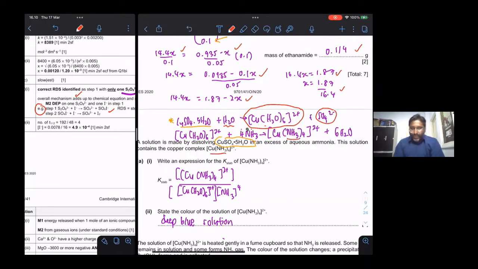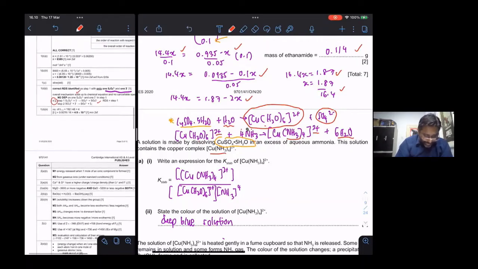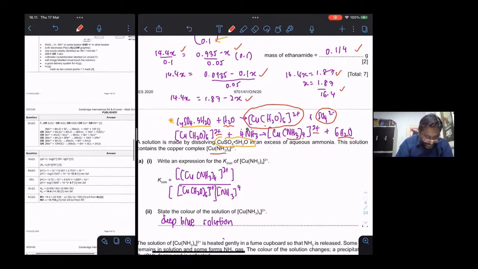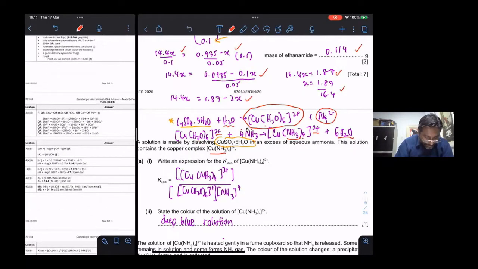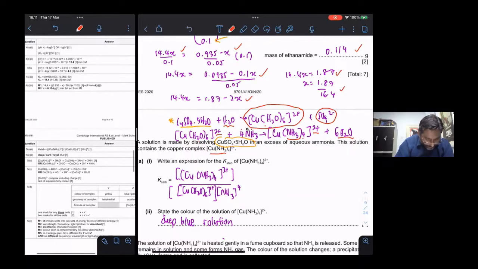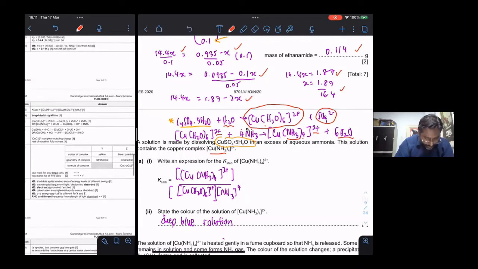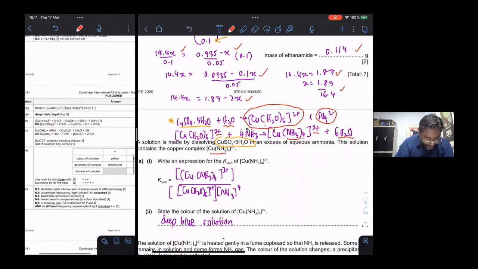You are going to get this, and all these are going to be 0 charge. Copper was 2 plus, so it will still be 2 plus, and then they remove 6 water, so 6 moles of water will be there. So let's also look at the marking key. Hold on. All right, I will keep the marking key also here.